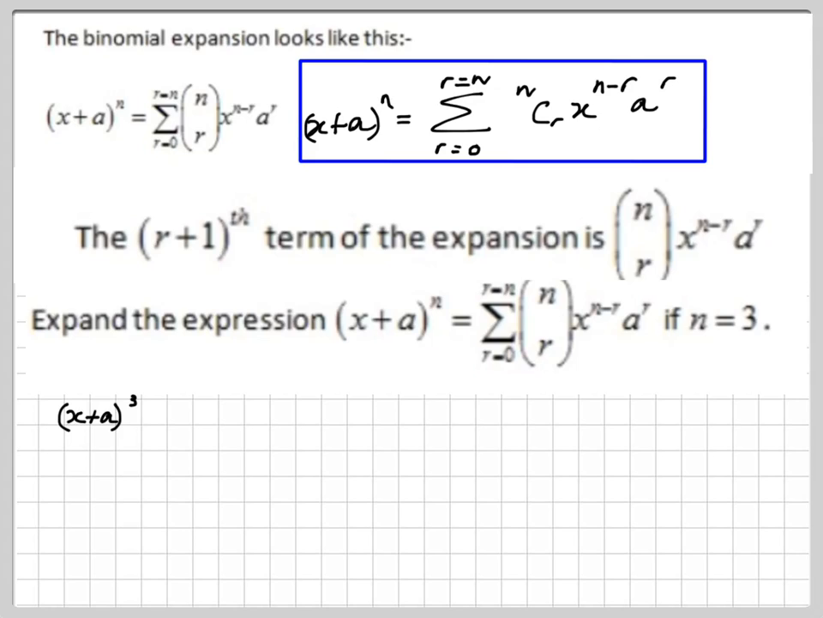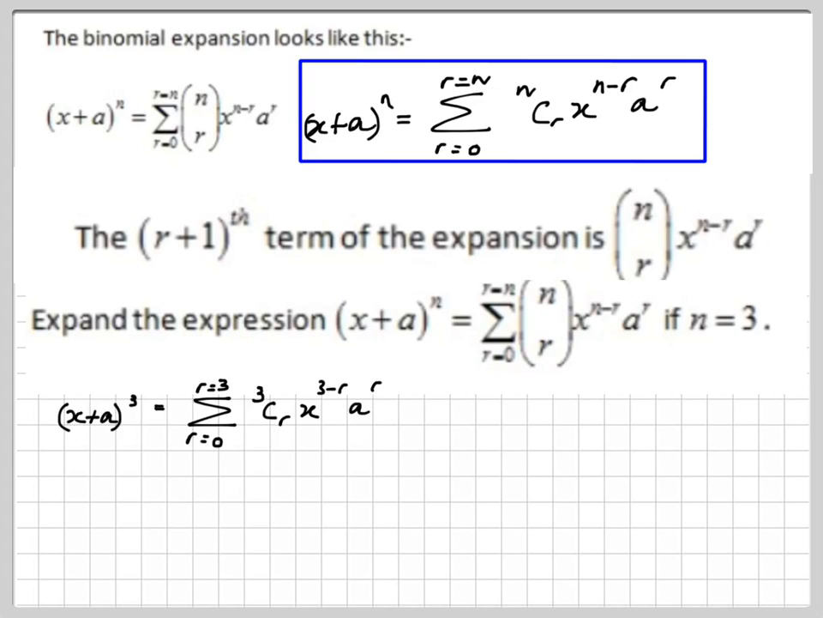Okay, so (x + a) to the 3 equals the sum, r from 0 to 3, of 3Cr times x to the 3 minus r, remember n is 3, times a to the r. Well, that's all right. Now we're just going to expand that thing, and it'll lose its sting altogether.